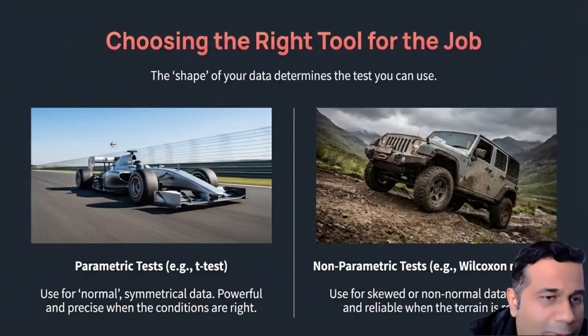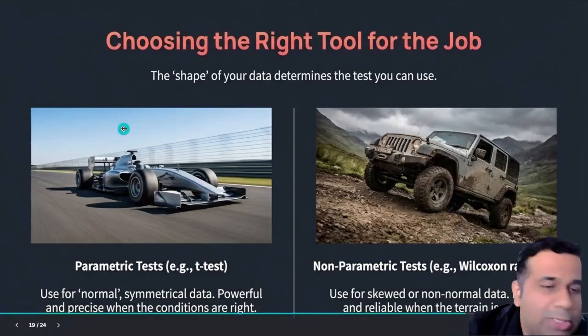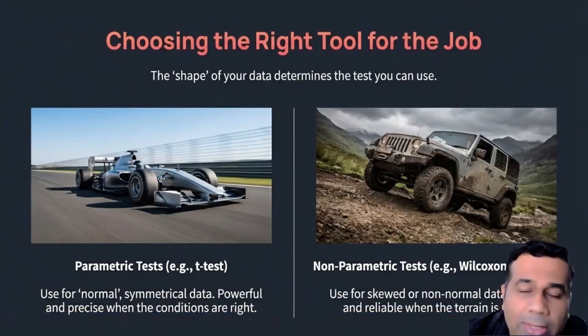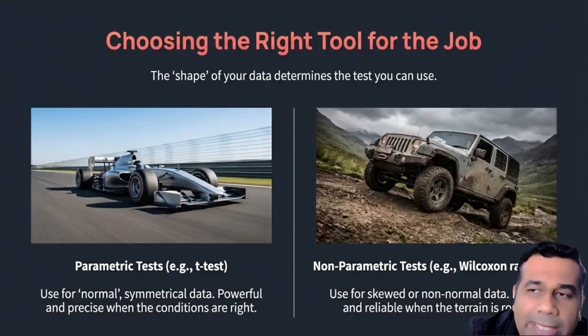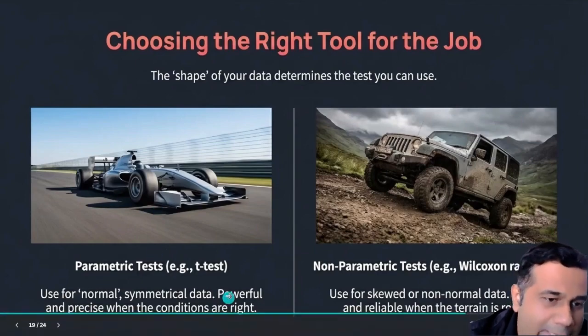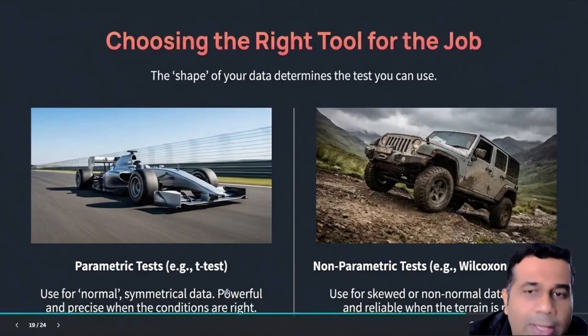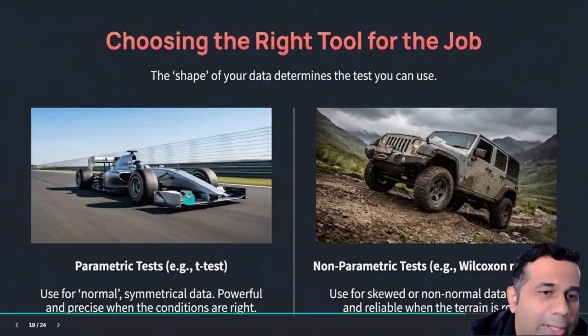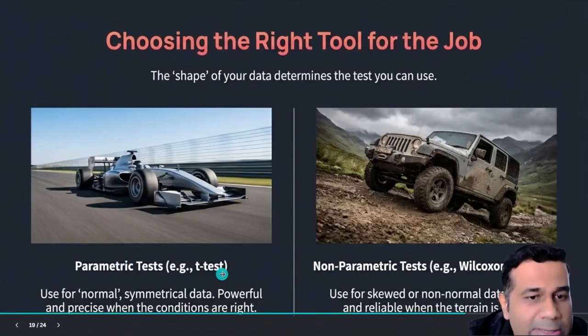Suppose your data is normal, the distribution is normal, then you can definitely use a set of tests called parametric tests. This can be compared to an F1 car. The results are highly accurate, and an F1 car is super fast. But the thing is, it cannot go through a bumpy road, right? These tests are highly powerful and precise when the conditions are right. F1 tracks are super smooth. There won't be any bumps, there won't be any gutters, right? So you can use parametric tests. An example is the t-test.